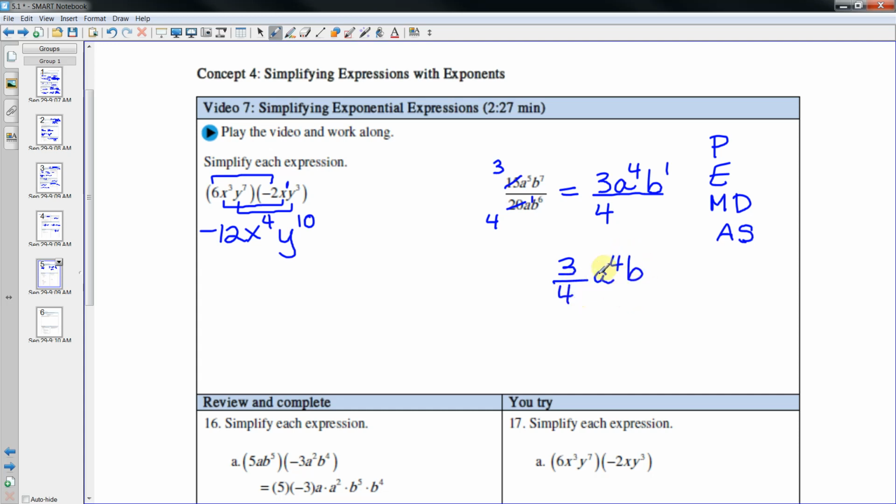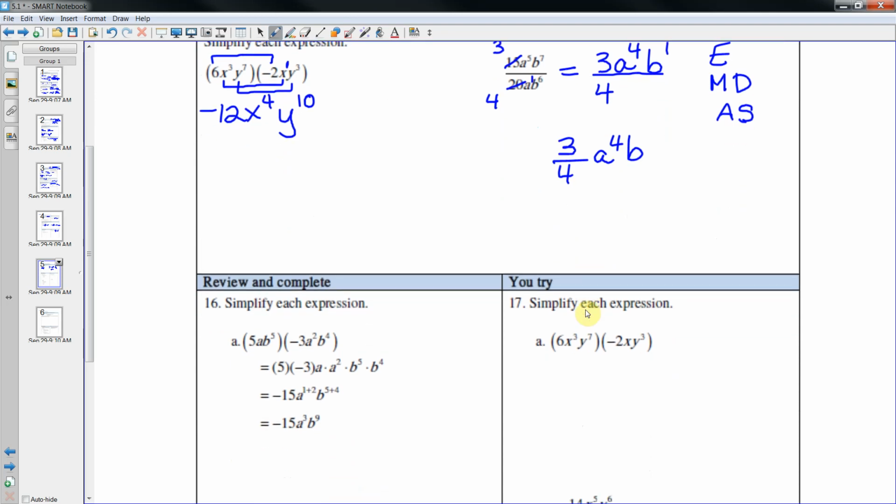Just make sure that that a to the 4th b is either out to the side of the fraction or with the numerator. Do not try to put those with the denominator because that's a completely different answer.